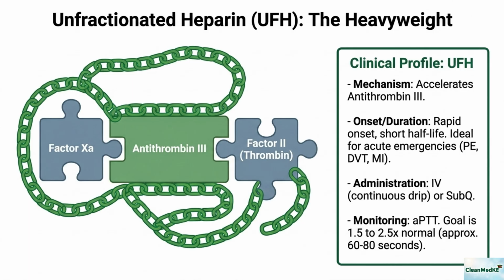Now let's move to anticoagulants, starting with unfractionated heparin, or UFH. This is our heavyweight because it's a long chain that accelerates antithrombin 3, allowing it to neutralize both factor Xa and thrombin, factor 2. Because it has a rapid onset and a short half-life, it's ideal for acute emergencies like pulmonary embolisms or MIs. We administer it via IV drip and must monitor it strictly using aPTT, aiming for 1.5 to 2.5 times the normal limit.